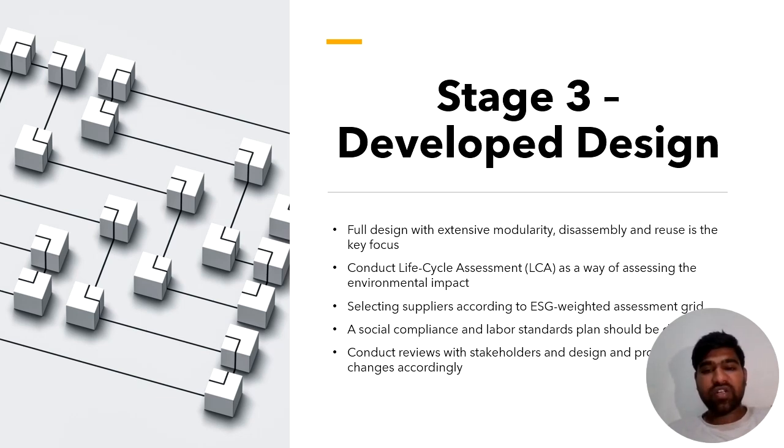Supplier selection continues. Now, based on a scoring matrix that weighs ESG criteria, we also implement a social compliance plan to ensure fair labor practices across the supply chain. Regular design reviews are conducted with the stakeholders to ensure everything aligns with sustainability goals. A decision point is introduced here to confirm that the developed design meets LCA benchmarks and stakeholders' expectations before we proceed to technical detailing.